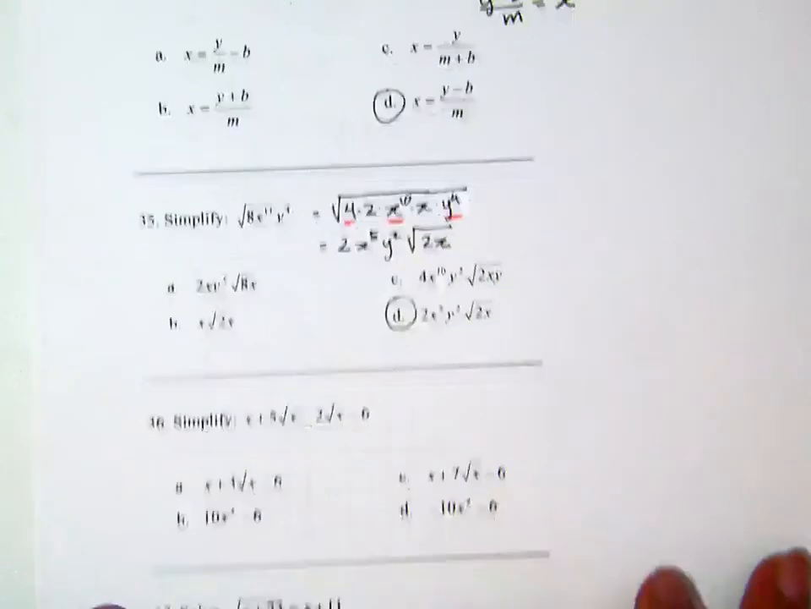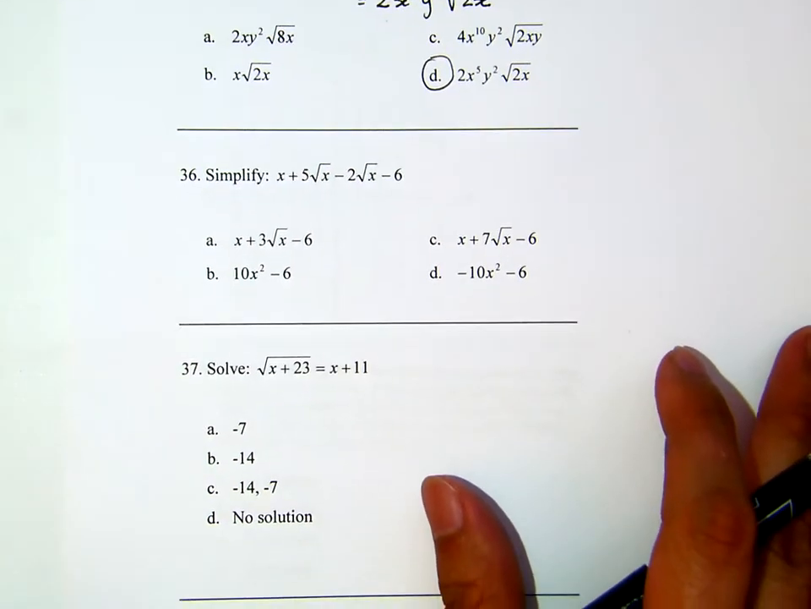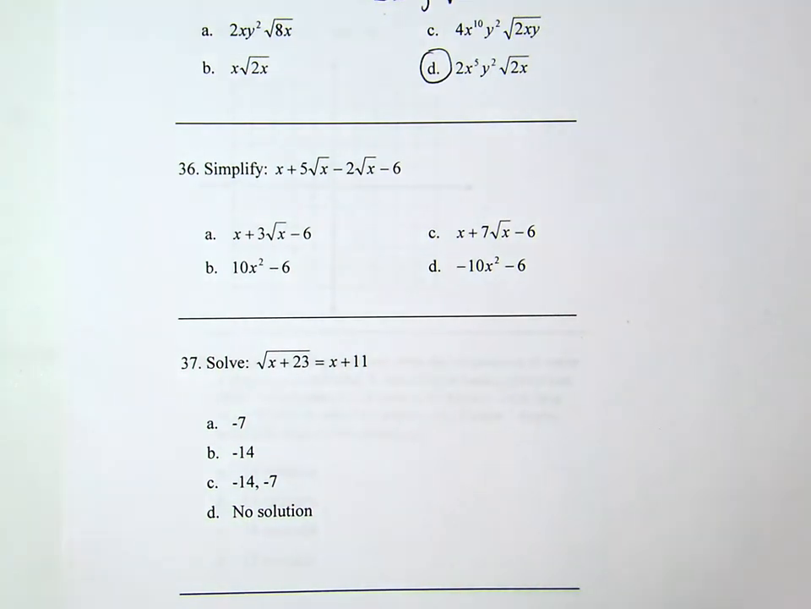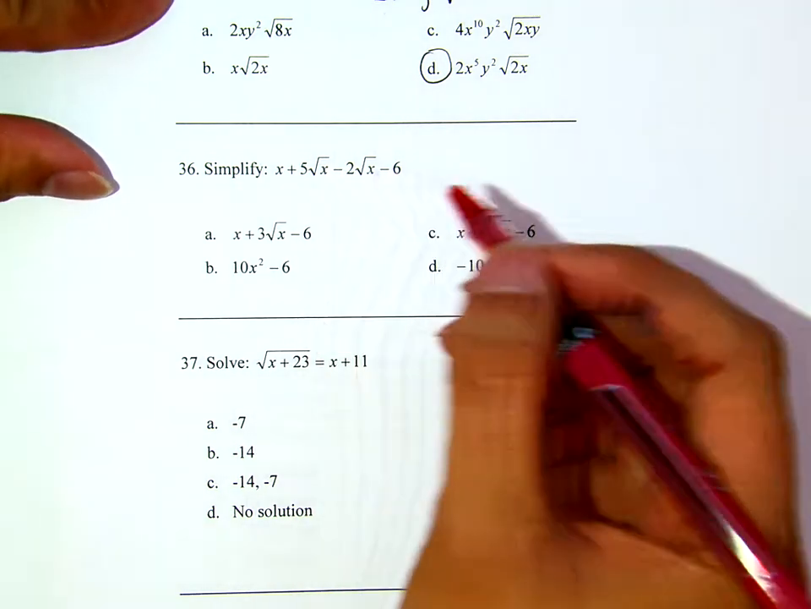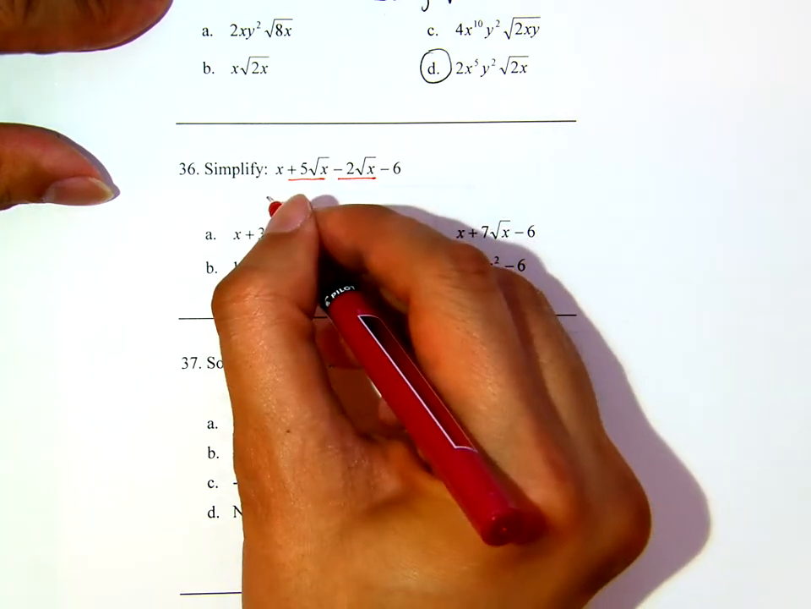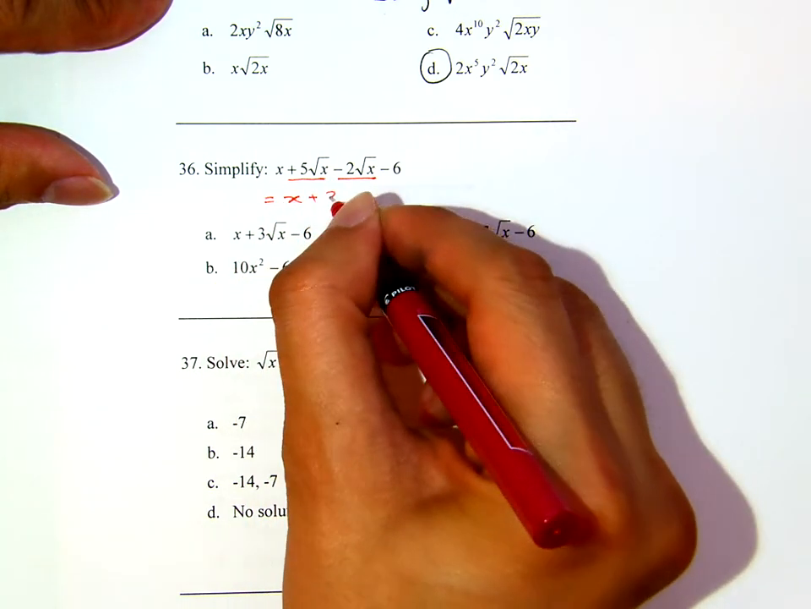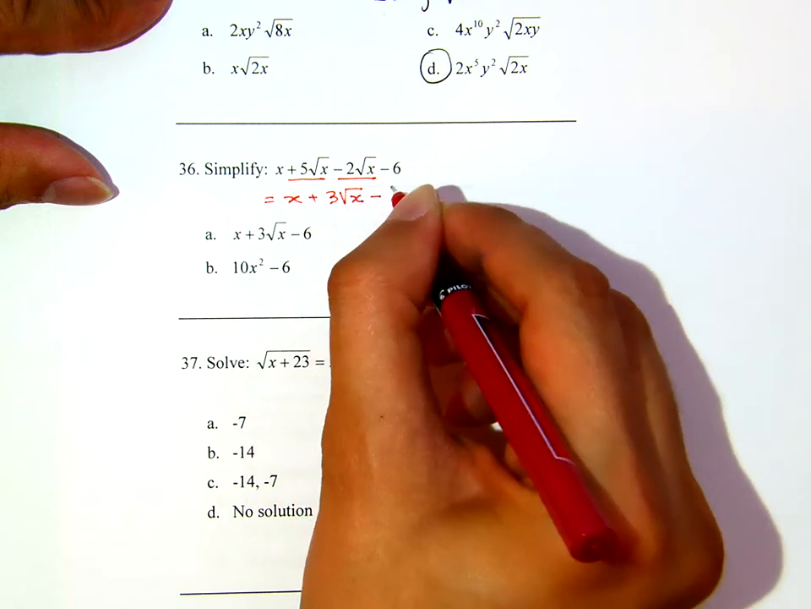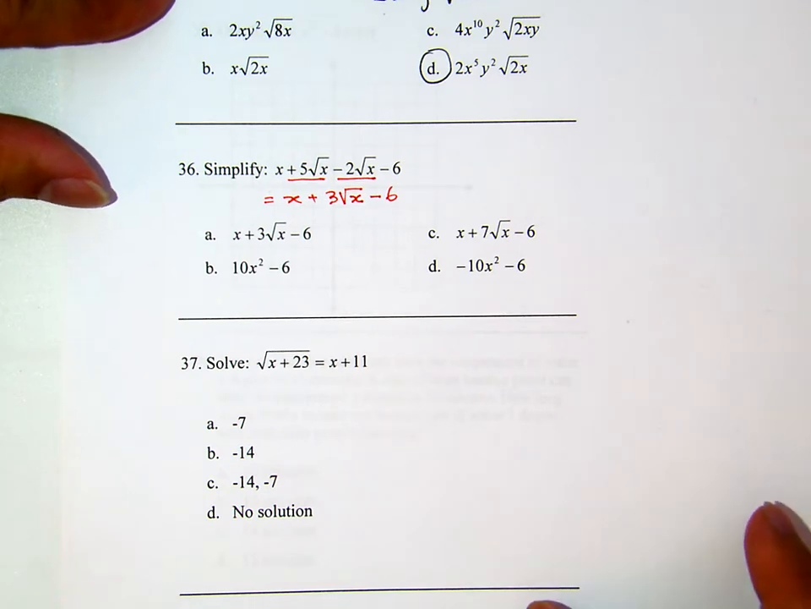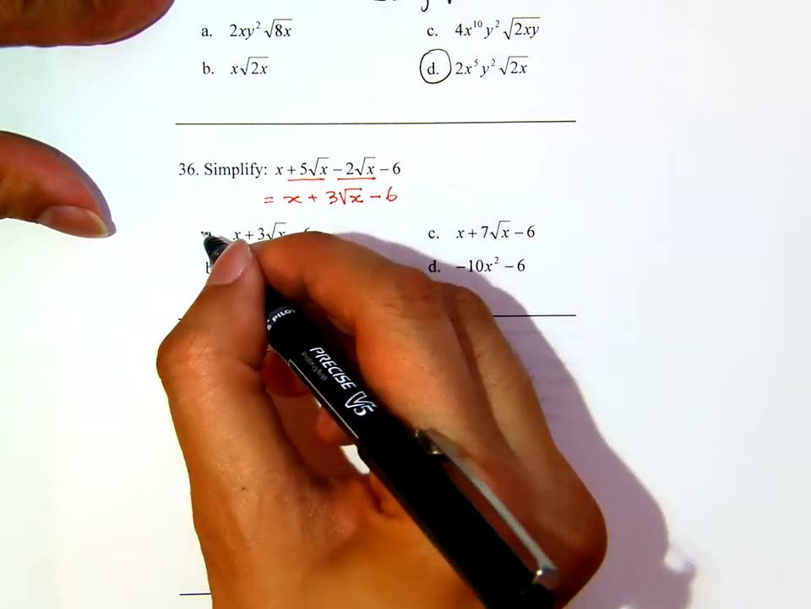Number 36. Simplify x plus 5 radical x minus 2 radical x minus 6. We don't have a grouping symbol here, so I think all we'll do is combine like terms. Maybe to be more precise, combining like radicals. That will be x plus 3 radical x minus 6, and yes, that's all we need to do. From there you see that the solution will be part A here.